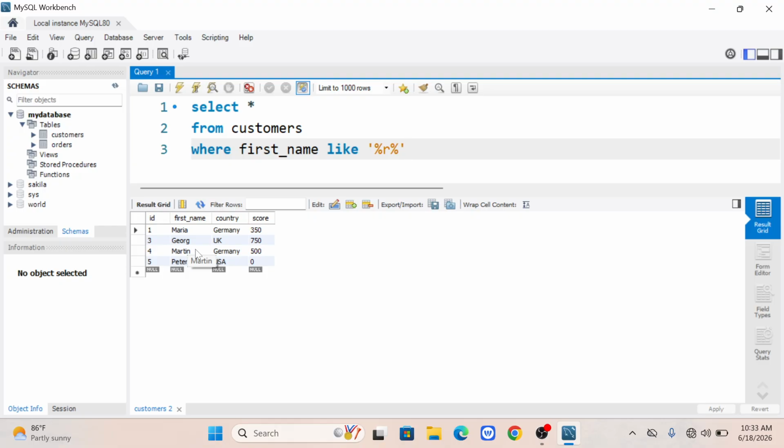That means we are right. As you can see, it filtered out other names. It removed the names that don't have R and gave us the four names that have R. So don't mind the numbering, I don't understand what is happening there. As you can see, when you count it, we have four names. Maria has R, George, Martin, and Peter. So we are right, guys.